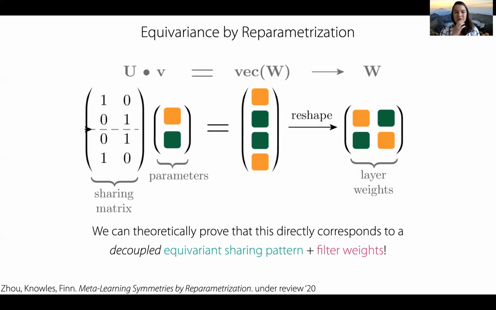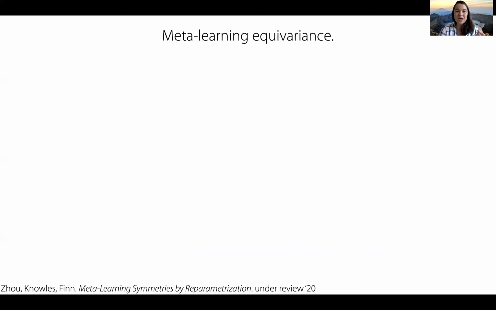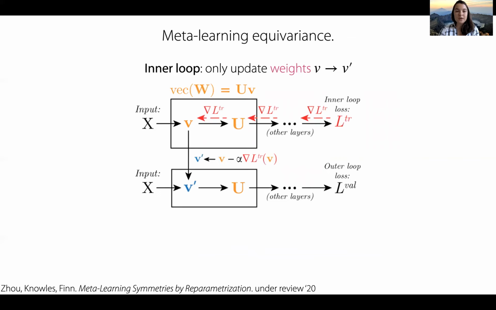Okay, so now that we have this reparameterization of our weight matrix that decouples the equivariant structure and the filter weights, we can meta-learn the equivariance and keep it fixed in the inner loop while only adapting the weights. In particular, the inner loop of our meta-learning algorithm is only going to update the weights V and keep the equivariant structure U fixed. So our weight matrix is reparameterized as U times V.